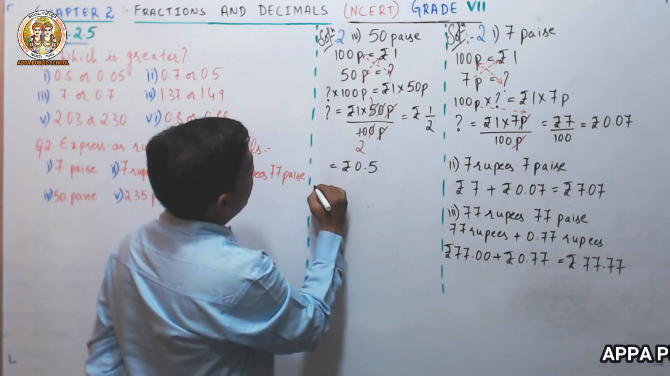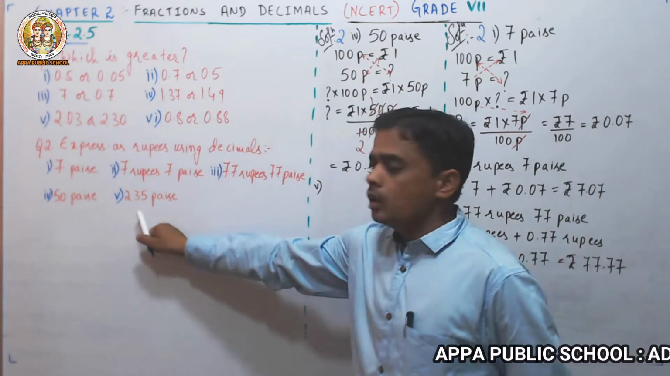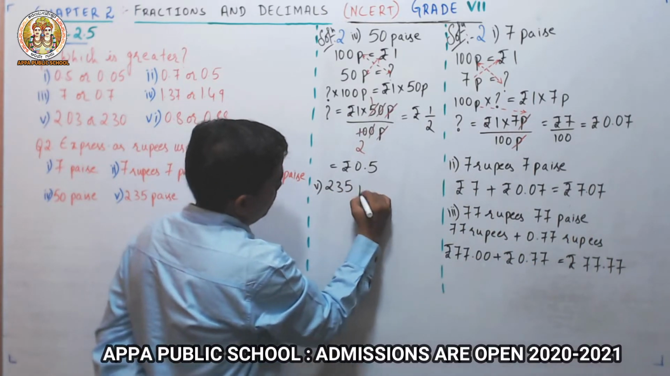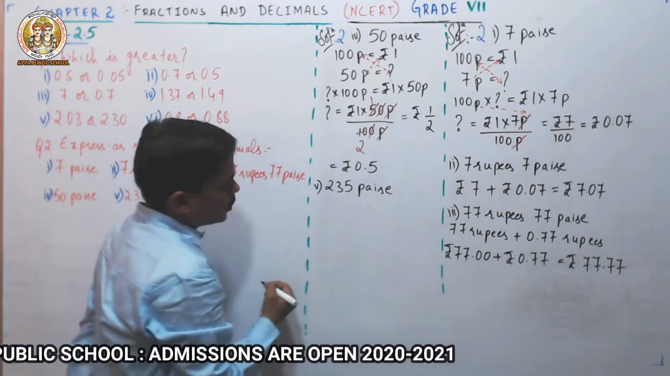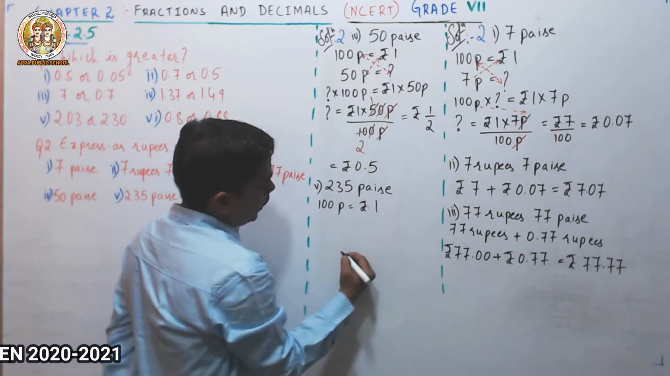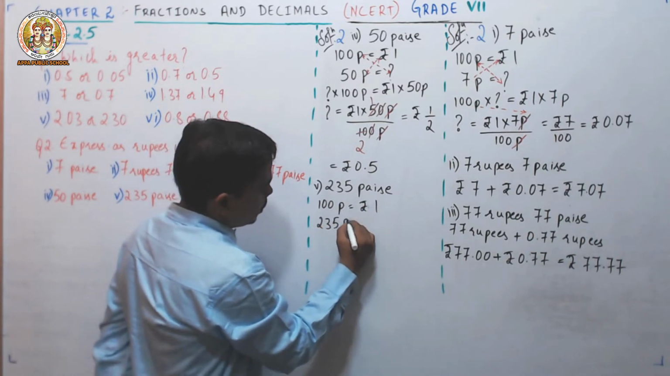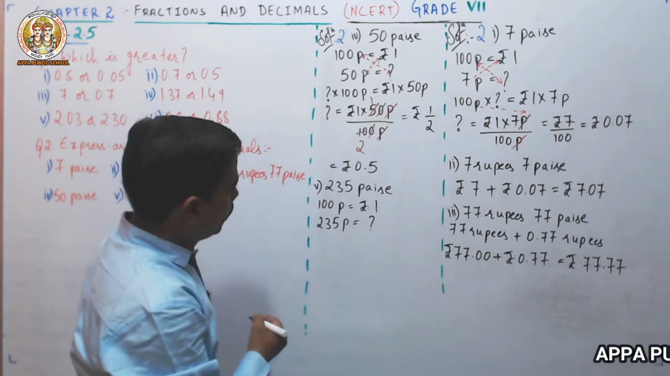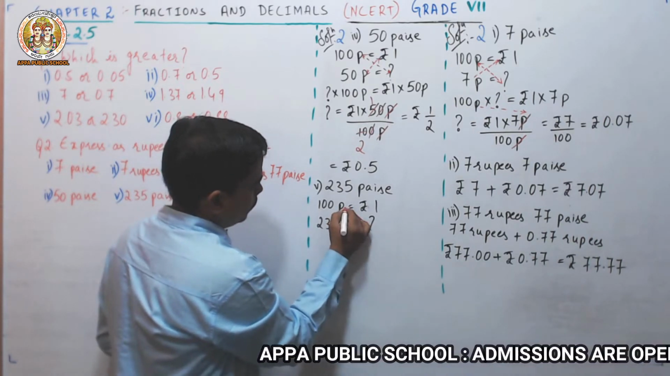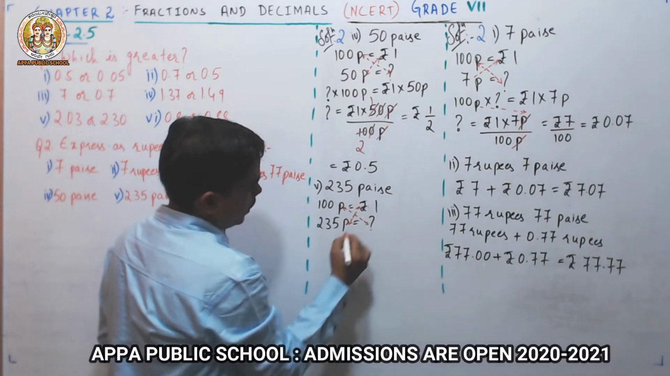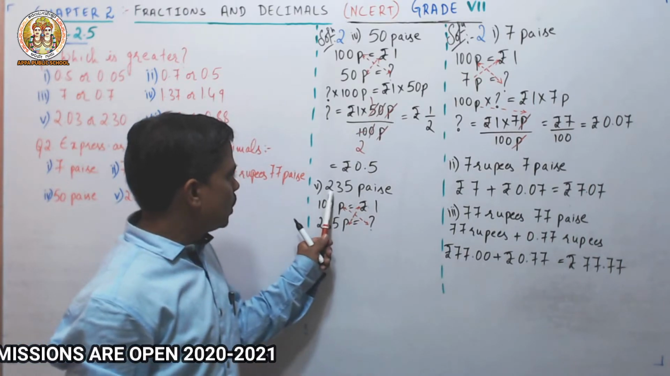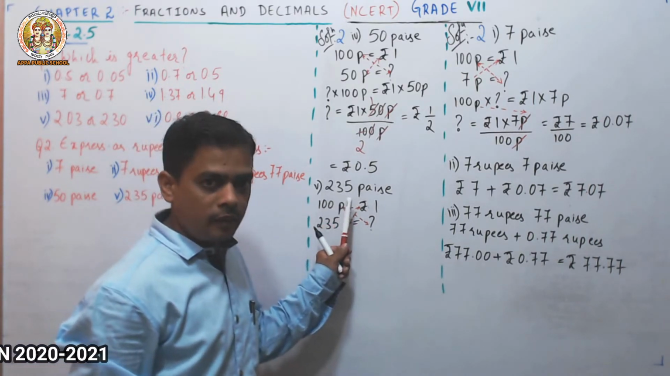Next, fifth bit. The last bit of this question. What is this one? 235 paise. So for this one also, we know that 100 paise is equal to 1 rupee. 235 paise is equal to how much? The same way you do it, follow it. That is once again cross multiplication. This also, if he has asked for how much, you can write the answer directly. How can you write directly? See here 100, it is 235. So you can write it as 2.35.